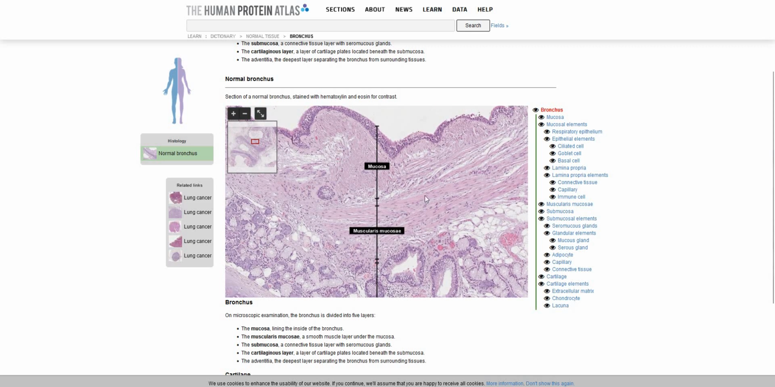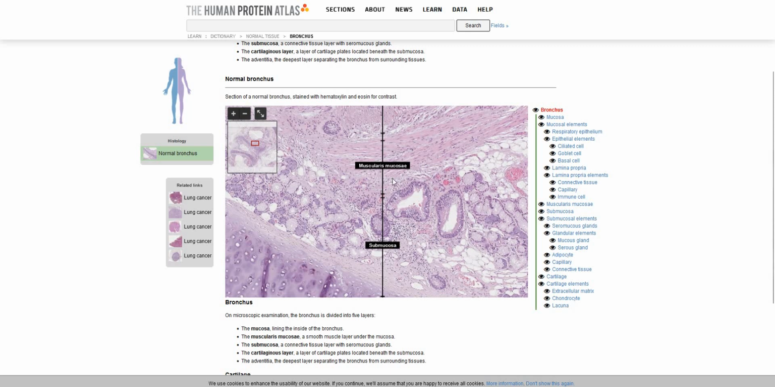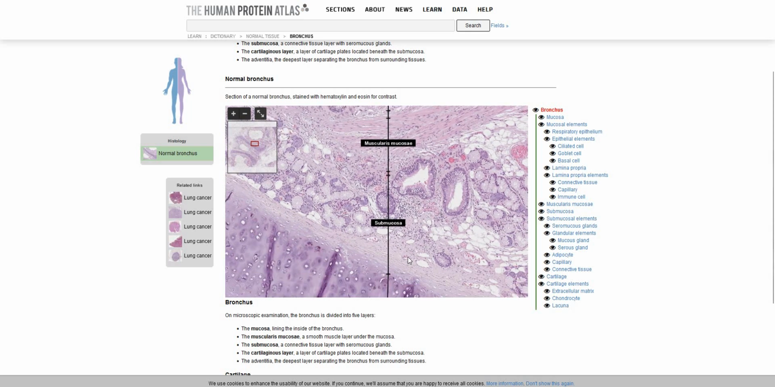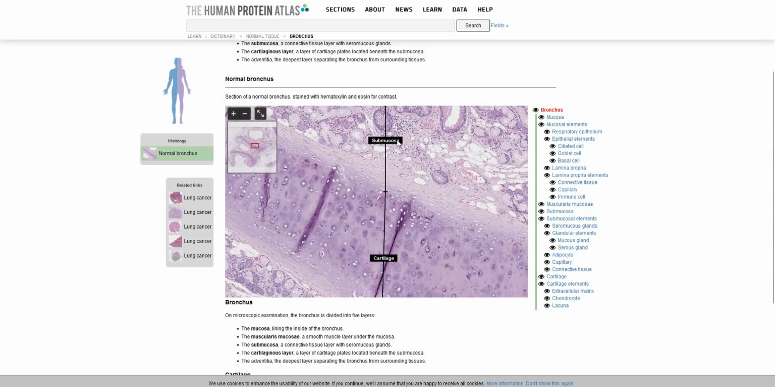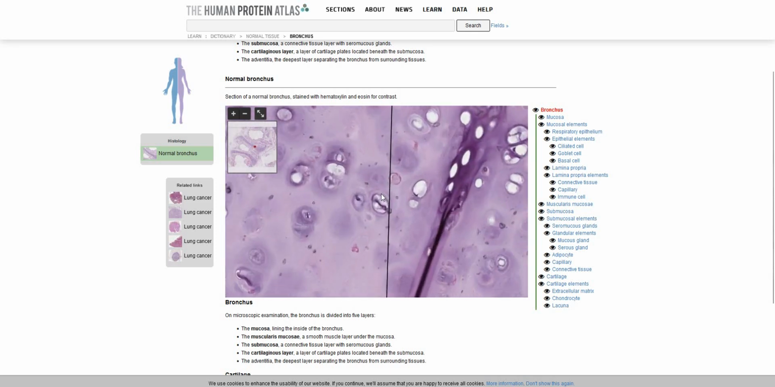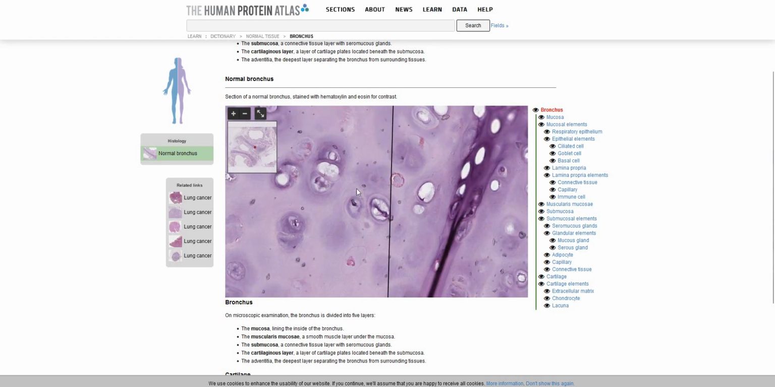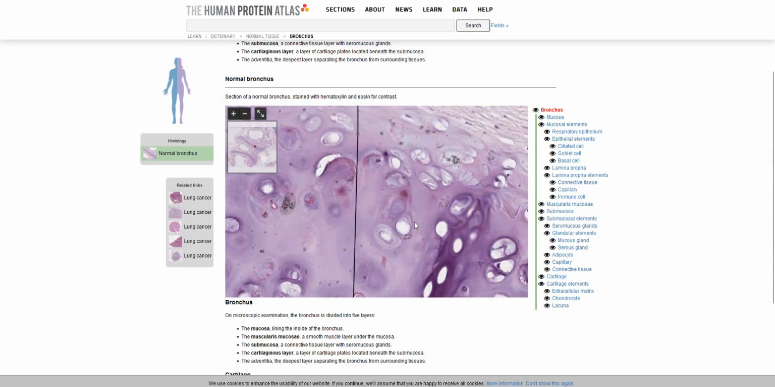We've got mucosa, we've got epithelium, lining a lumen. We've got a muscle layer, so this is likely smooth muscle. We have a submucosa made of connective tissue, and then we have our cartilage, our supportive connective tissue. So if we zoom in here, we can start to see that pattern of lacunae housing chondrocytes. So the light areas are lacunae, chondrocytes are going to be the darker stained cells.